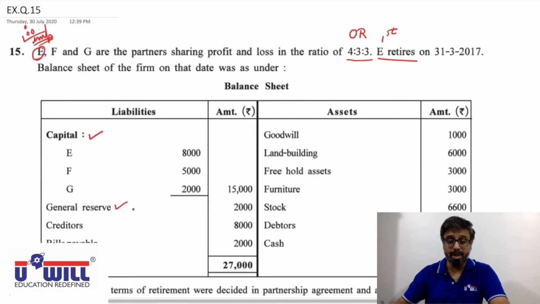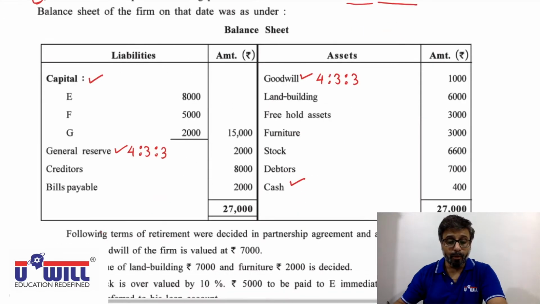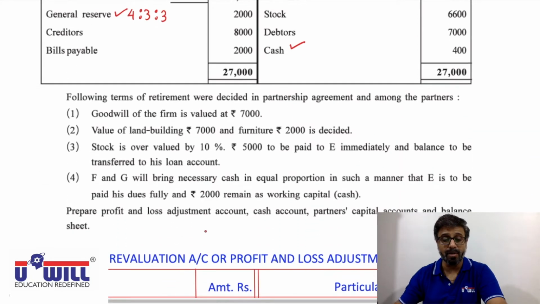General reserve, put a tick. We will be distributing it between all the partners in the old ratio 4:3:3. Then goodwill, put a tick, will be distributing it between all the partners in the ratio 4:3:3. Cash, put a tick, will be writing it as the opening balance. Following terms of retirement were decided in partnership agreement among the partners. We'll read the adjustments when we solve it.